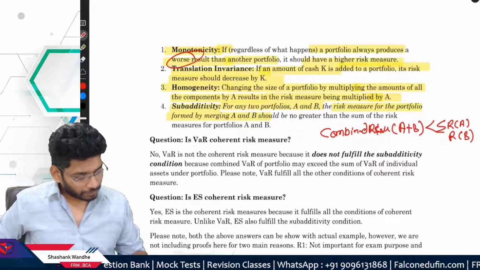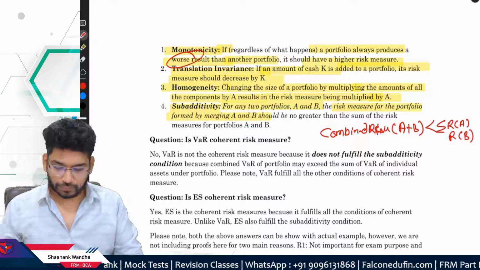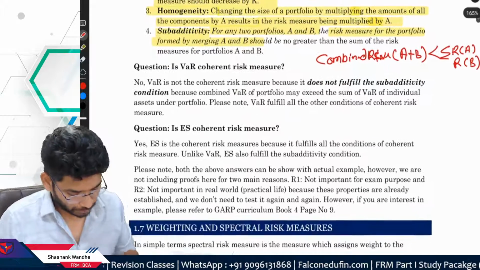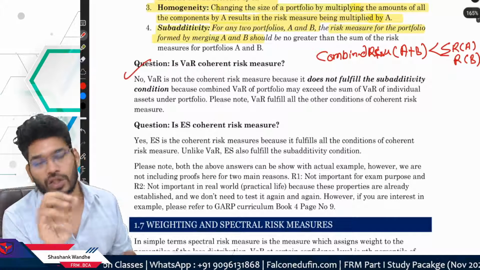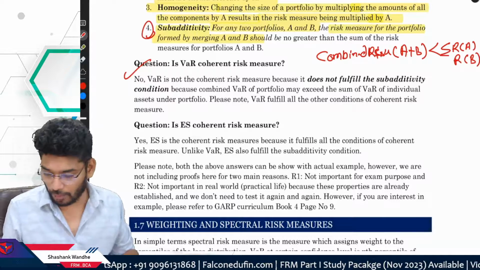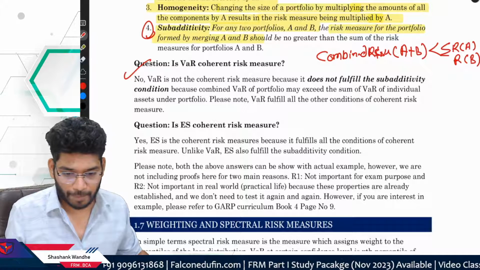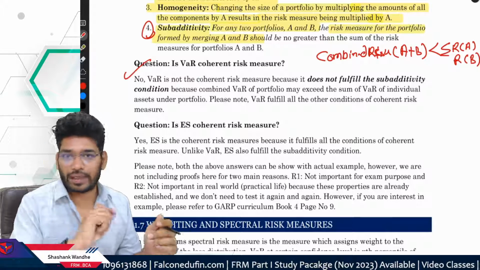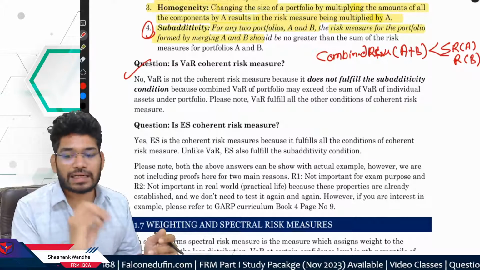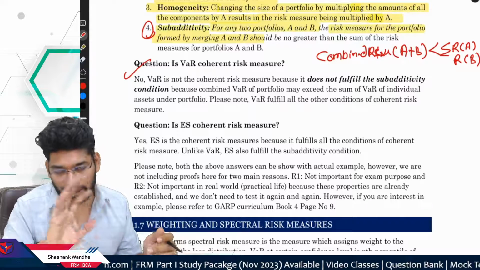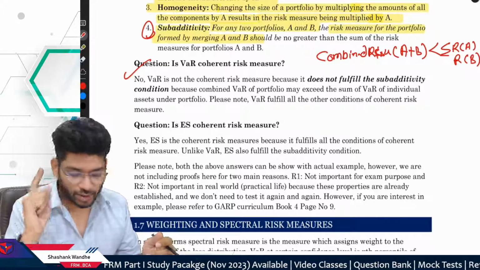Now here, question number 1, is the VaR a coherent risk measure? No, VaR is not a coherent risk measure. Why? Because it does not fulfill the subadditivity property. Then, is the value at risk a coherent risk measure? No, it does not fulfill subadditivity in certain conditions. Generally it is subadditive, but in some conditions it does not fulfill. That's why value at risk is not a coherent risk measure.